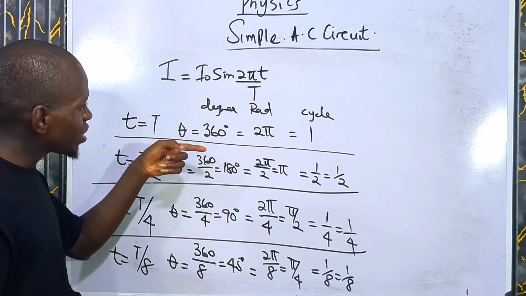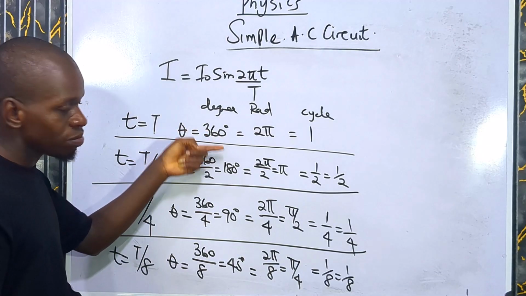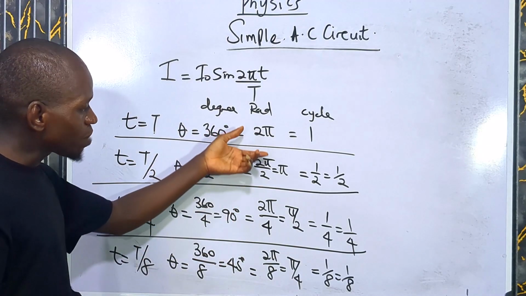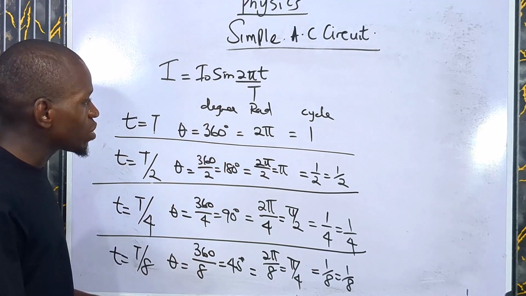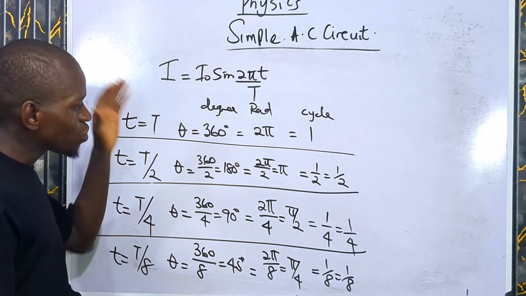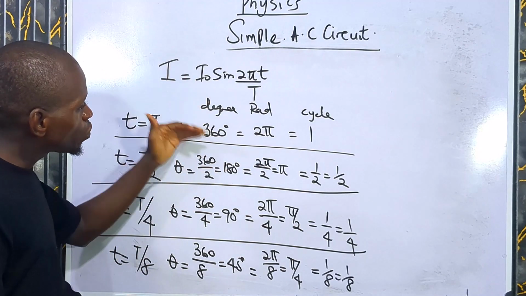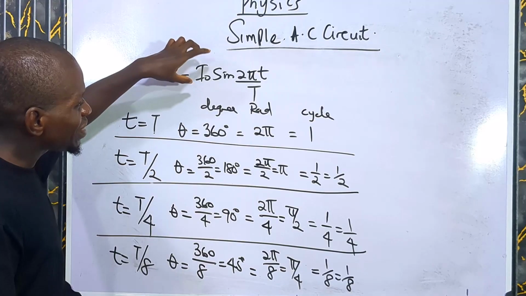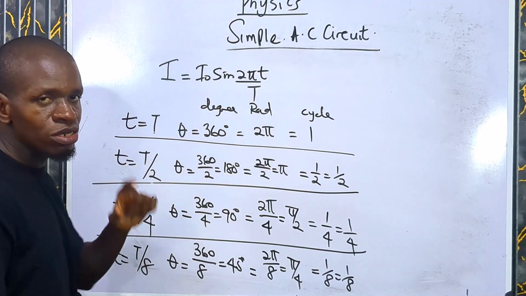If your answers ended with degree or radian, it depends on the question that you were expected to answer. So let's see some questions to clarify how to use the instantaneous value that has period. Now let's look at the question.